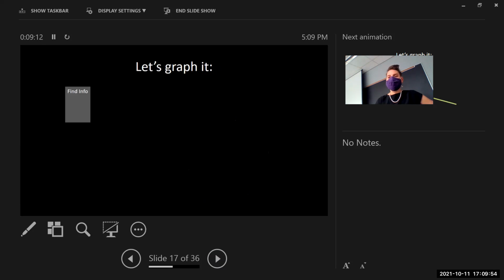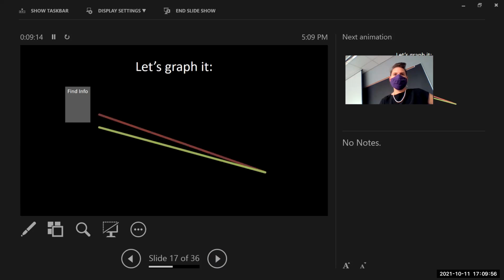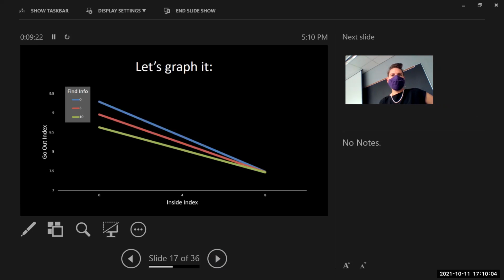So if I want to graph this, what I have done, I really wish I had gotten, there they are. Okay, so now I have the actual information. Here I have inside index on one axis. Here I have the go out index, which is my outcome variable, on the y-axis. And find information, I've picked 3 points. I picked a low value of 0, a medium-ish value of 5, and then somewhere close to the max with 10.